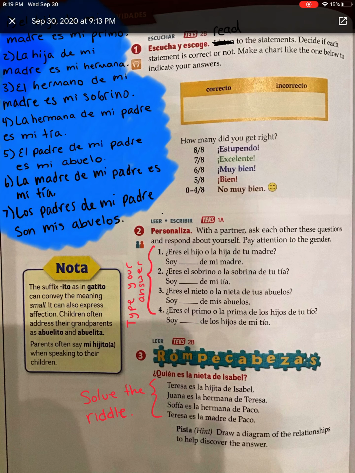Number 3 is a riddle. It says, Teresa es la hijita de Isabel. Hijita just means like little girl. Juana es la hermana de Teresa. Sofía es la hermana de Paco. Teresa es la madre de Paco. And then it says, for a hint, draw a diagram to help you figure out the answer. It's just a short riddle, and you need to tell me who is the granddaughter of Isabel.